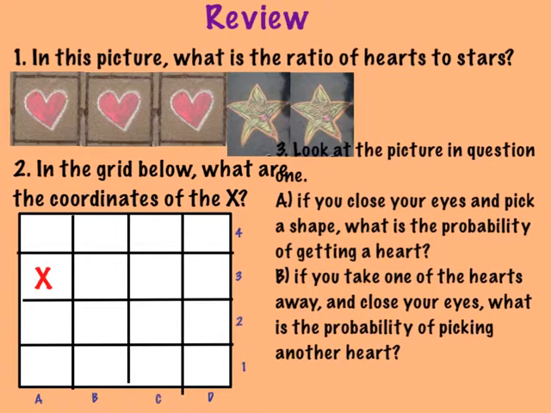Number 1, in this picture, what is the ratio of hearts to stars? And I know we didn't talk about ratio yet, but you are smart kids, and we've done it before, so you can do it. Number 2, in the grid below, what are the coordinates of the x? And number 3, look back at that picture from question 1. A says if you close your eyes and pick a shape, what is the probability that you would pick a heart? B says if you take one of those hearts away, you close your eyes and you pick a shape, what is the probability of getting a heart now?